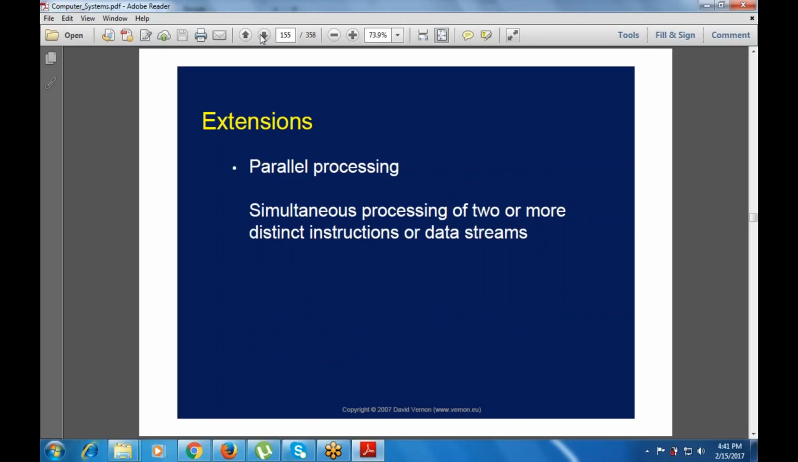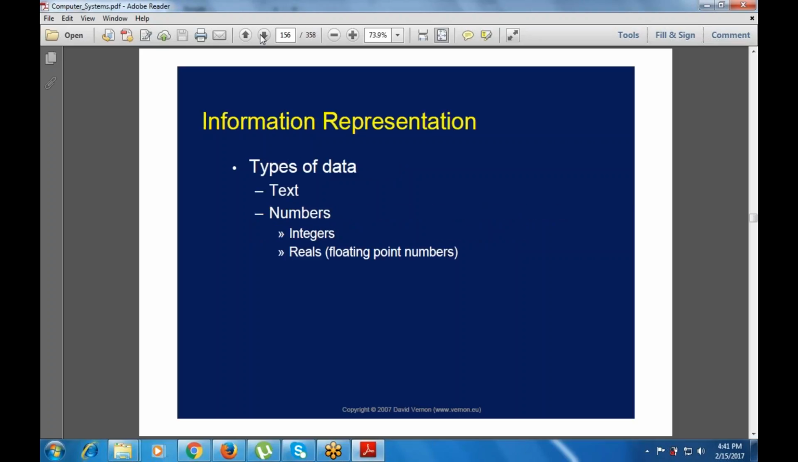Then there's parallel processing. Parallel processing means simultaneous processing of two or more distinct instruction or data streams. Simultaneous means at the same time, there is processing of two or more distinct instructions or data streams.